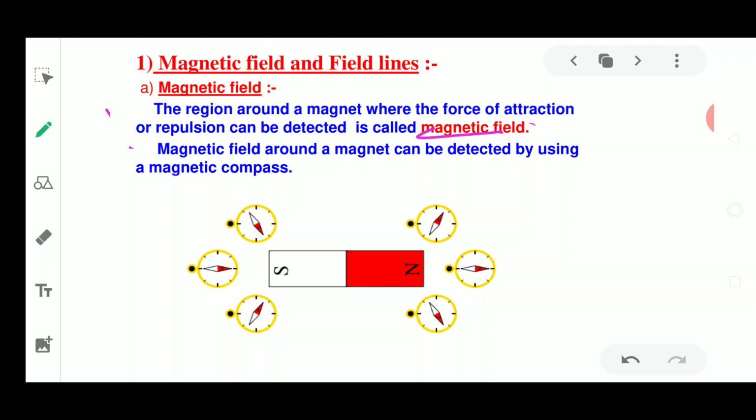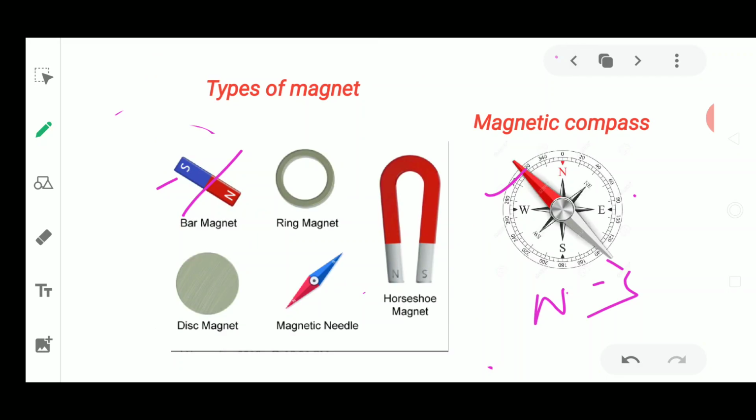Next, the magnetic field around a magnet can be detected by using a magnetic compass. Just now I showed you this magnetic compass, which has a magnetic needle. As soon as this needle comes closer to the north and south poles of the magnet, it is going to rotate and rest in the north and south direction. Suppose the south pole is here, and you bring the magnetic compass here, the needle is going to be attracted towards the north pole. So the north facing side of the needle will be placed this side, and south will be just opposite. So you could easily find out two directions.